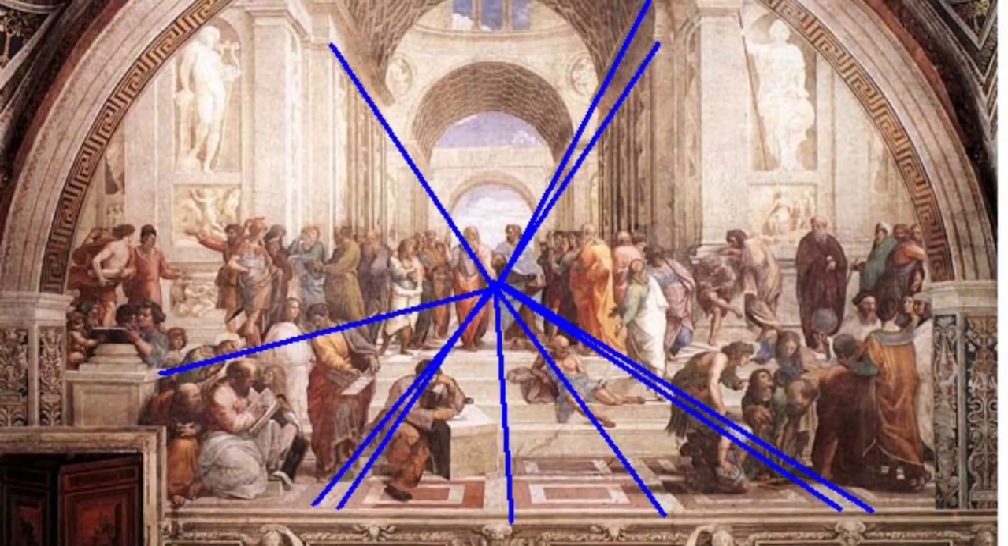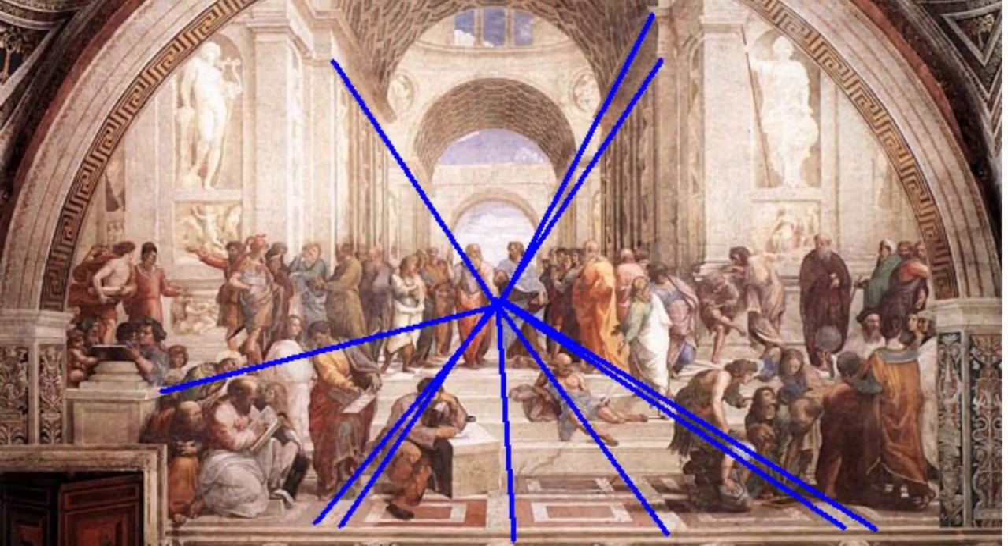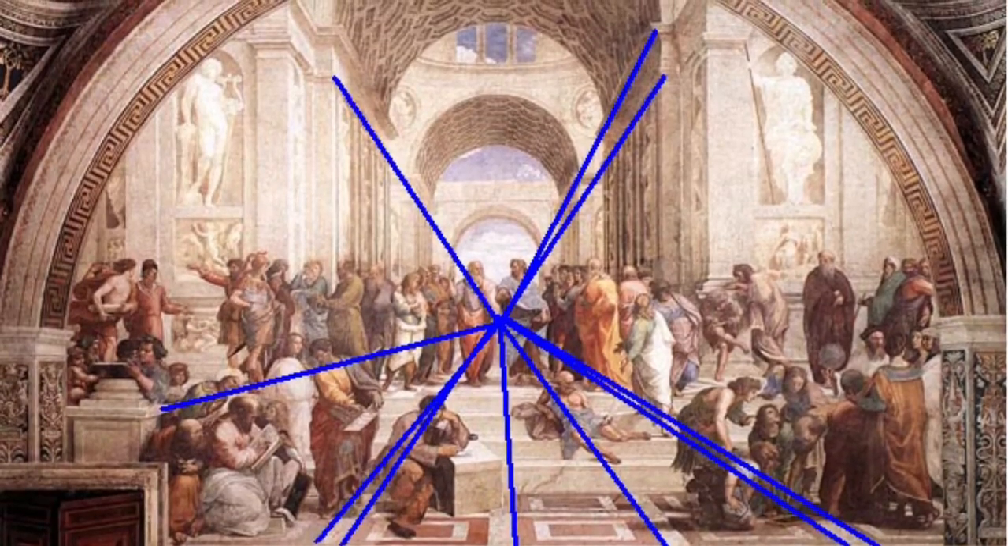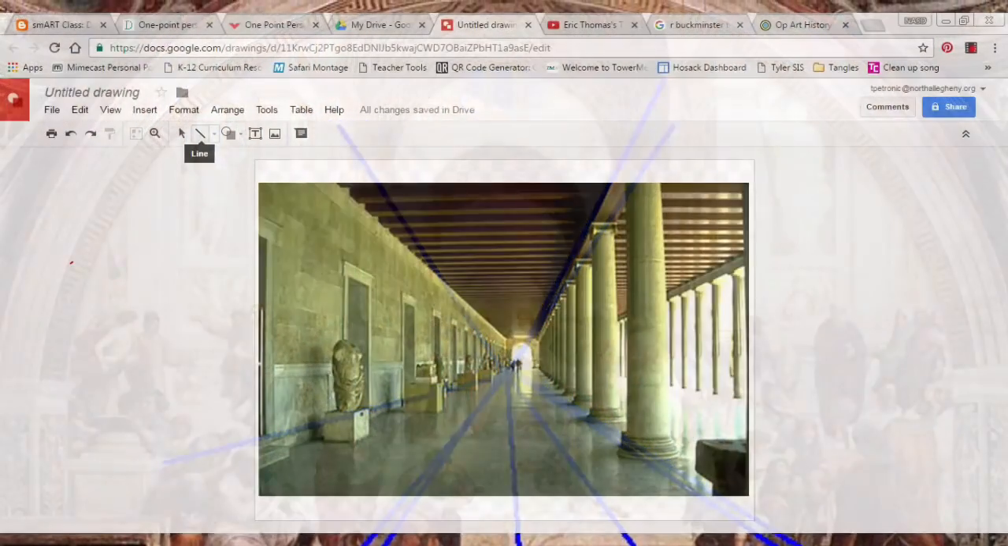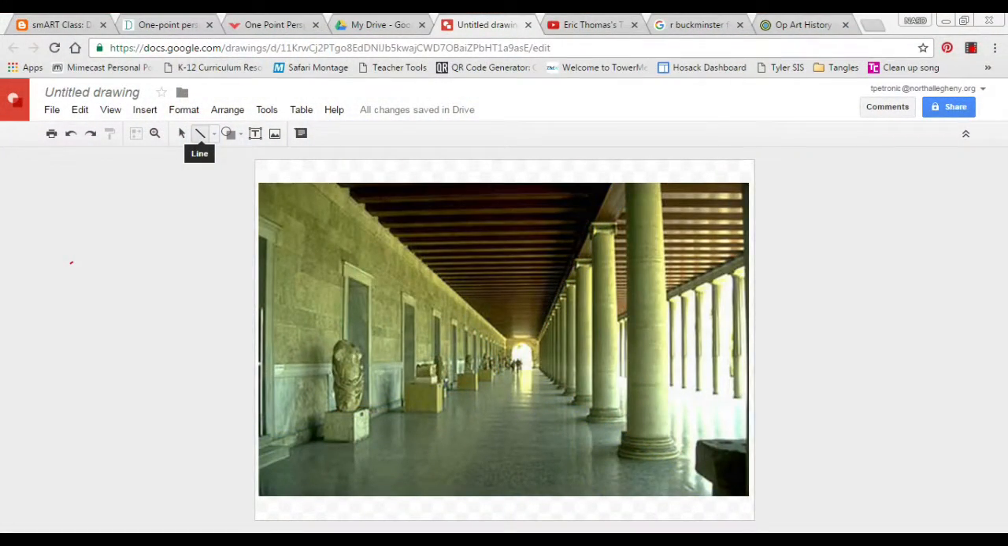Notice how all the lines on the parts of the buildings that go away from us into the distance meet at one point. That point is known as the vanishing point. Let's use this photograph to demonstrate the idea of linear perspective. The word line comes from the word linear.